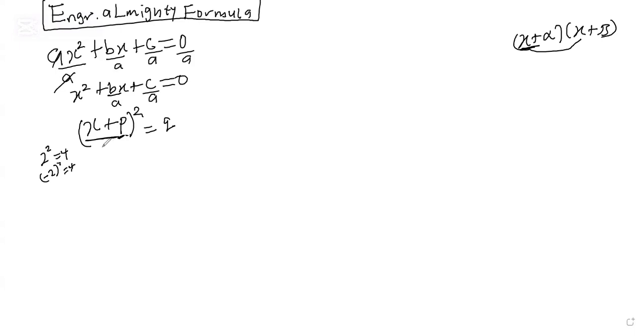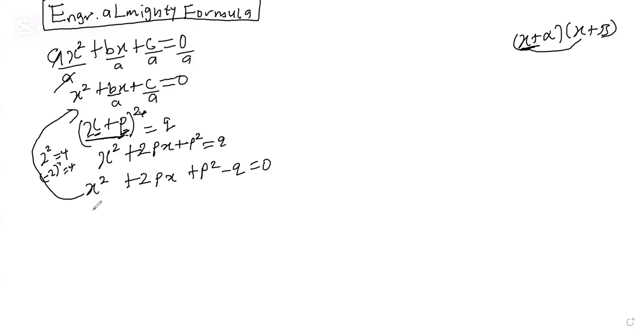So then, let me try to expand this. When I expand this, this is x squared plus 2 times x times p, that is 2px, plus p squared equals q. Then when I take q to the other side of the equation, I will have this. So this is also a quadratic equation. Then I want to compare this quadratic equation with the one above, which is x squared plus bx all over a plus c equals 0.